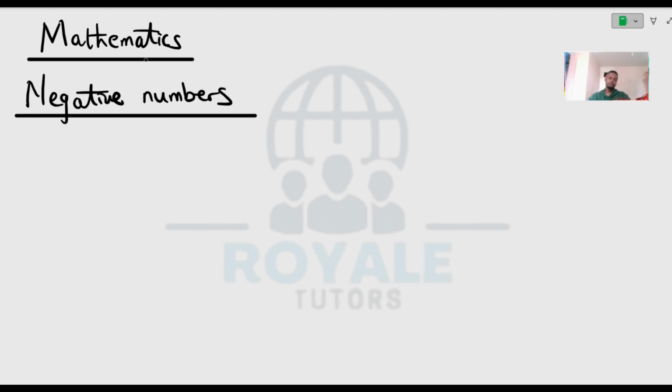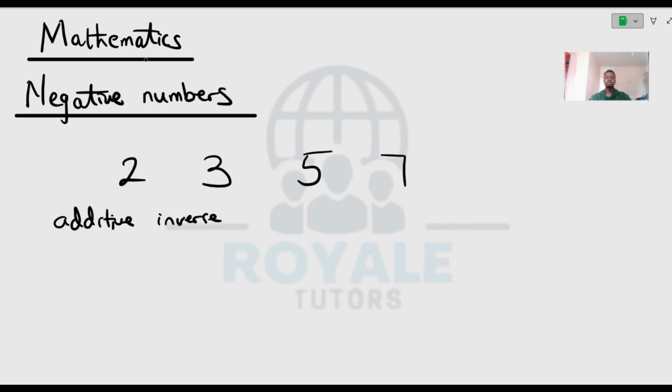Today I'm going to be talking about negative numbers. We are used to numbers like 2, 3, 5, 7. We also have the opposite, which we call the additive inverse: -2, -3, -5, -7. So in very simple language, numbers that have the negative sign are called negative numbers.